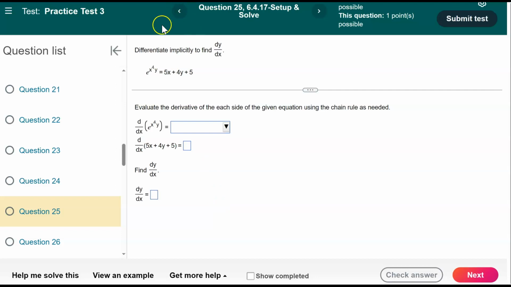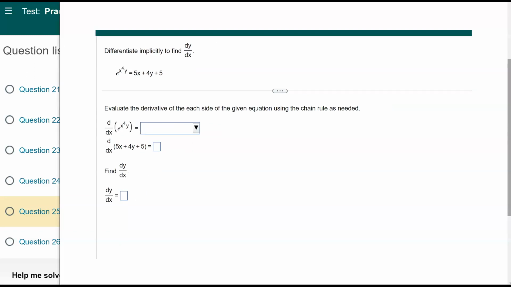So for our next problem, we are to differentiate implicitly the following expression. Now, to do this, we are going to differentiate both sides of the equation here with respect to x. We want to find dy dx. So let's do the left-hand side of the equation first.